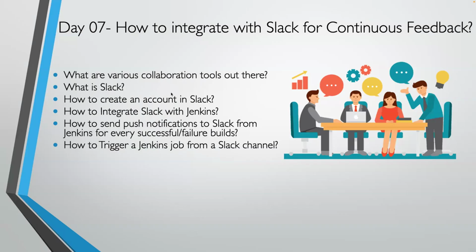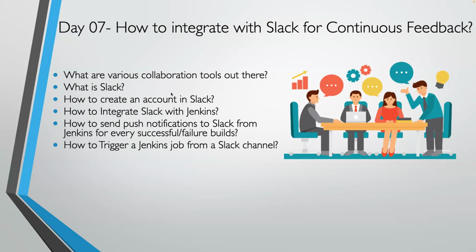So let's quickly go through the agenda. We are going to learn what the various collaboration tools out there in the market are, and we are going to learn about Slack specifically. Then we will show you how you can create a Slack account, and how we can integrate Slack with Jenkins. Then we will configure our existing build job in order to send push notifications into a Slack channel, so that a development team or operations team would know about the build status.